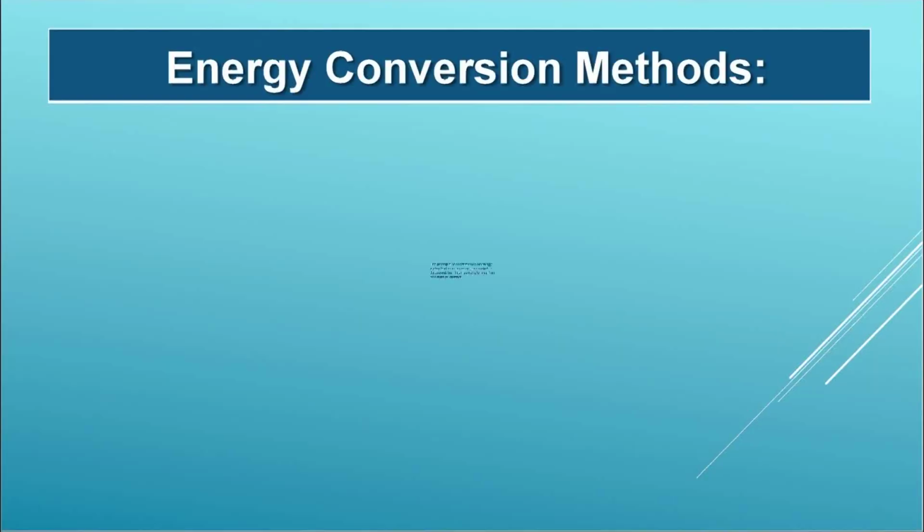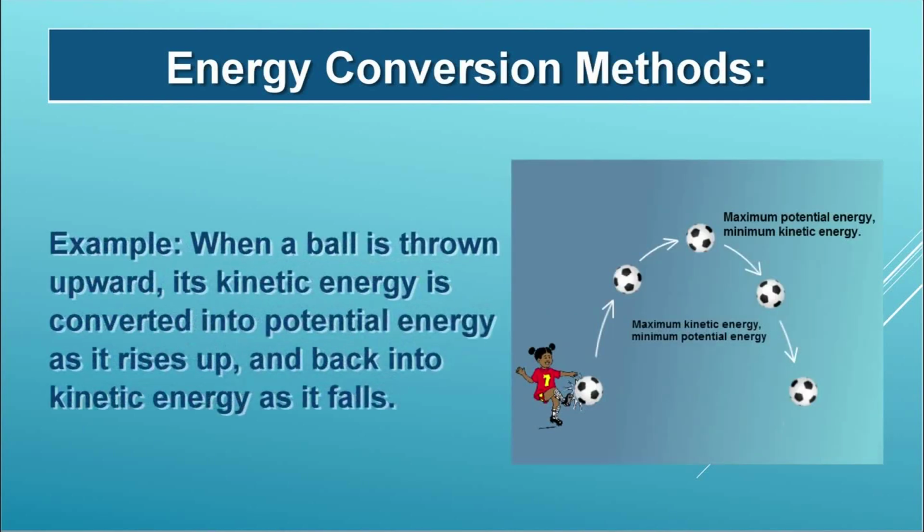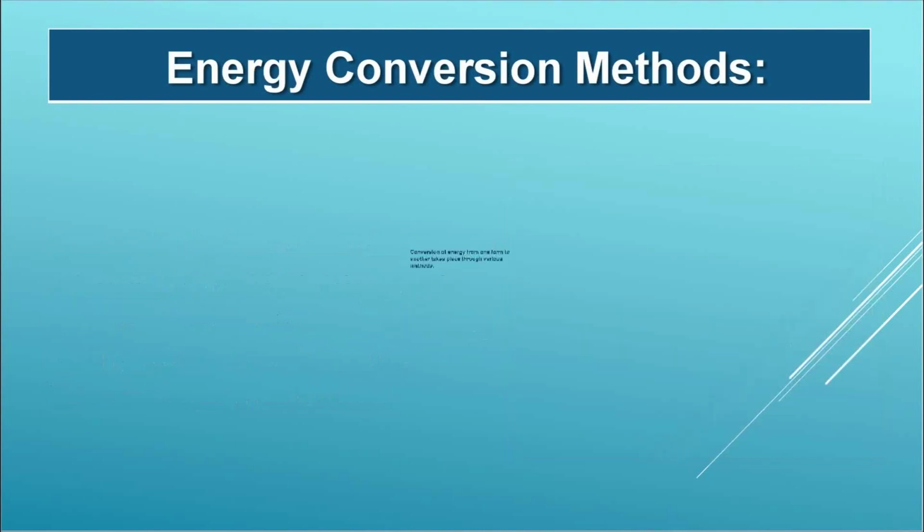This principle is known as the law of conservation of energy. The principle of conservation of energy states that energy cannot be created or destroyed, but it can be transformed from one form to another. For example, when a ball is thrown upward, its kinetic energy is transformed into potential energy as it rises, and then back into kinetic energy as it falls.